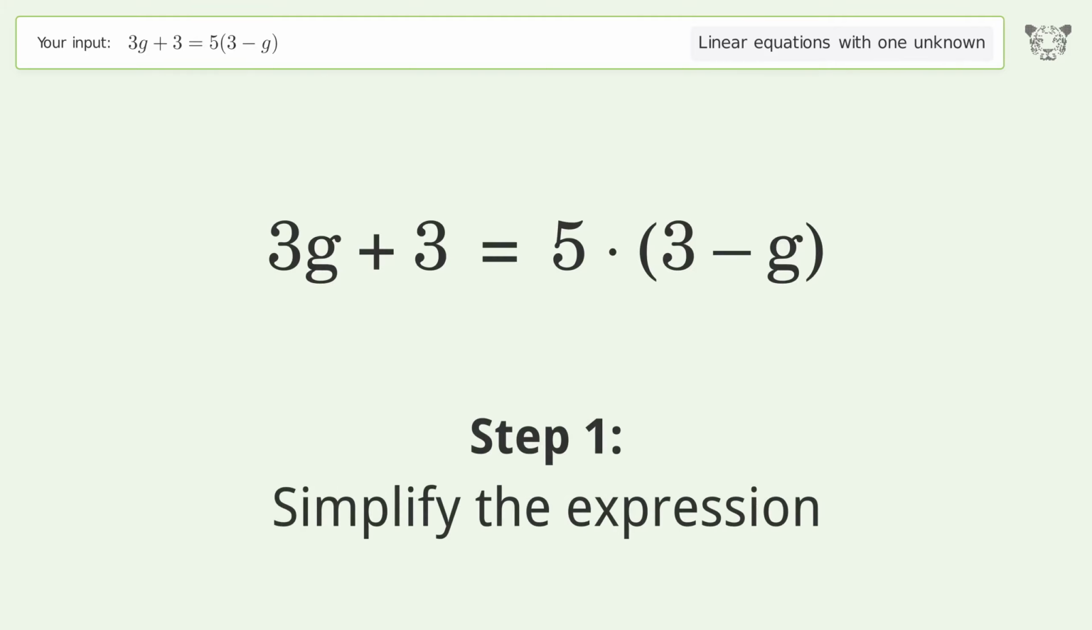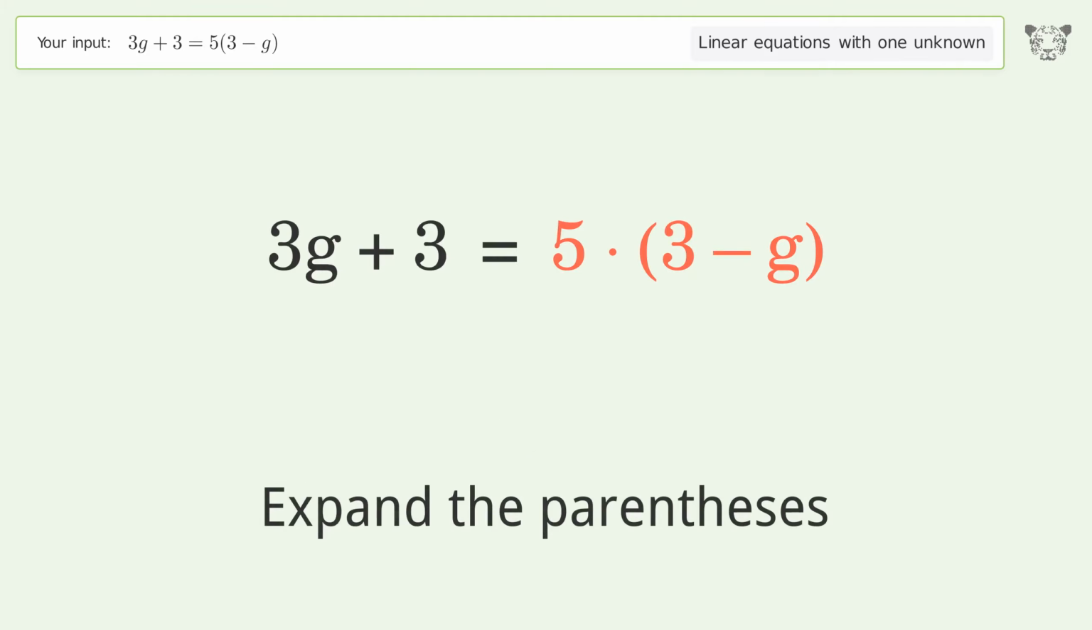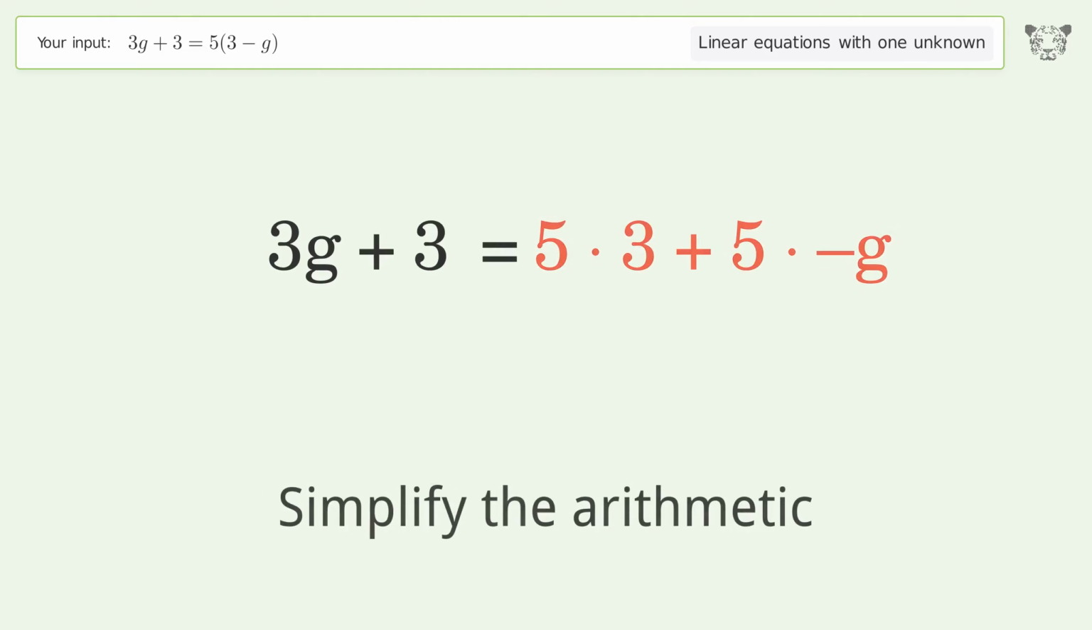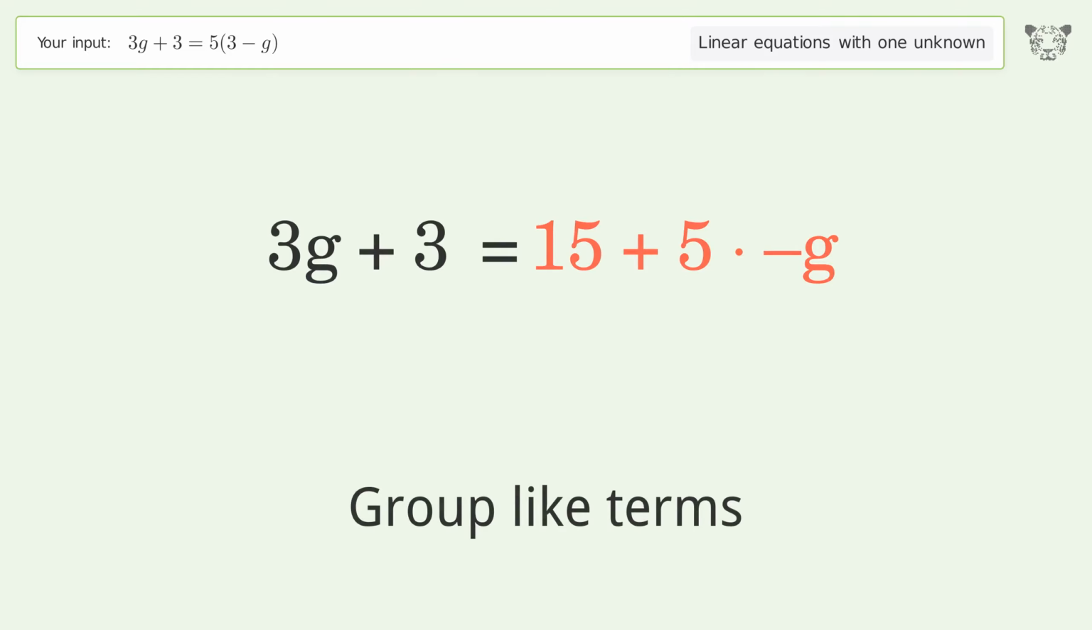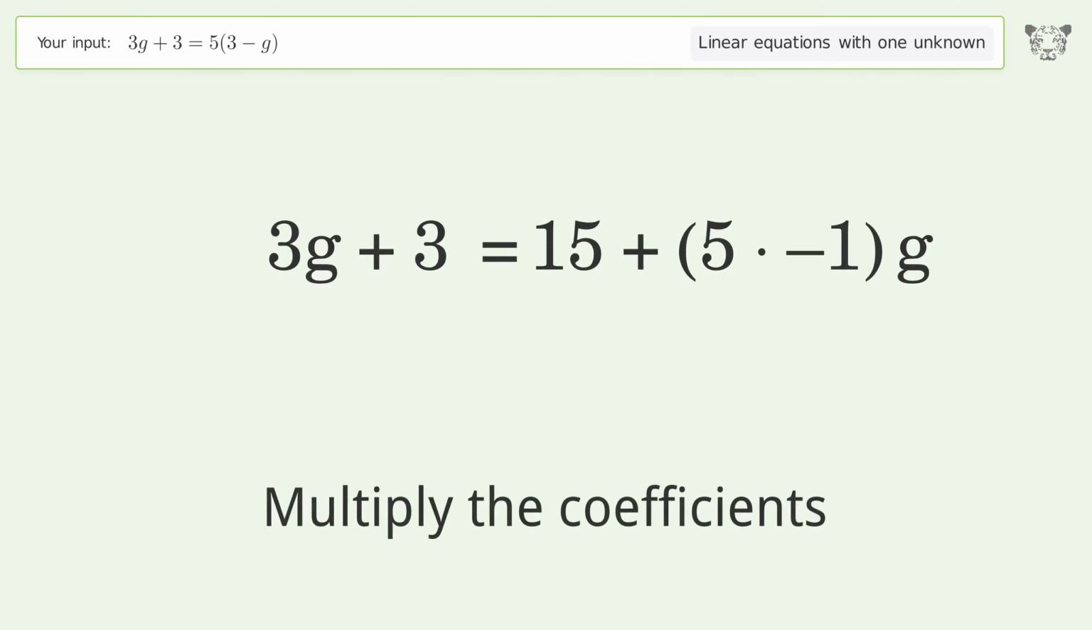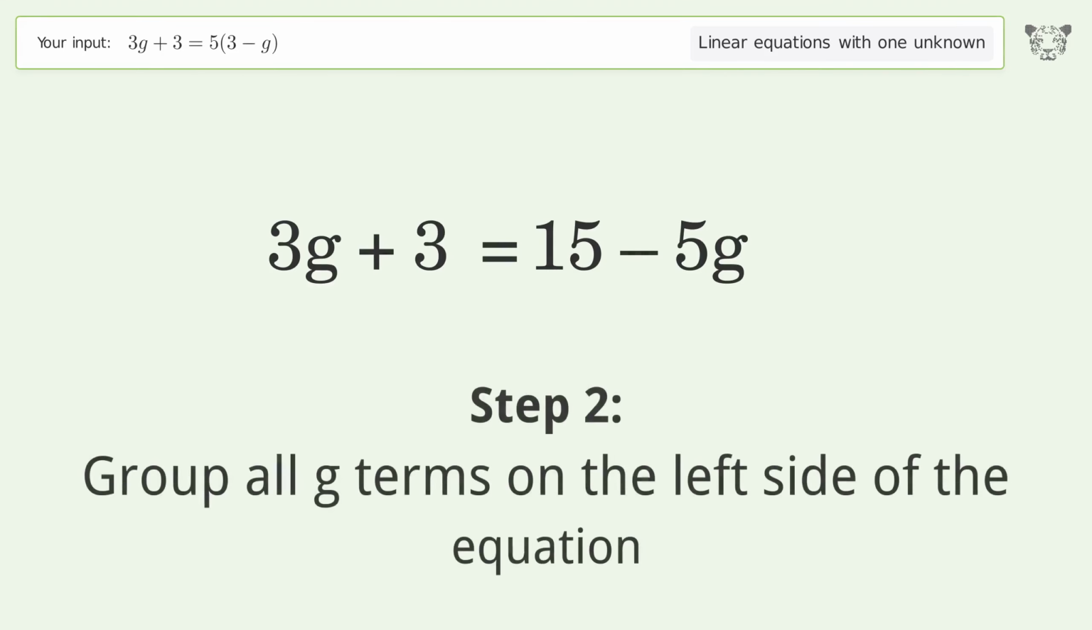Simplify the expression. Expand the parentheses. Simplify the arithmetic. Group like terms. Multiply the coefficients. Group all g terms on the left side of the equation.